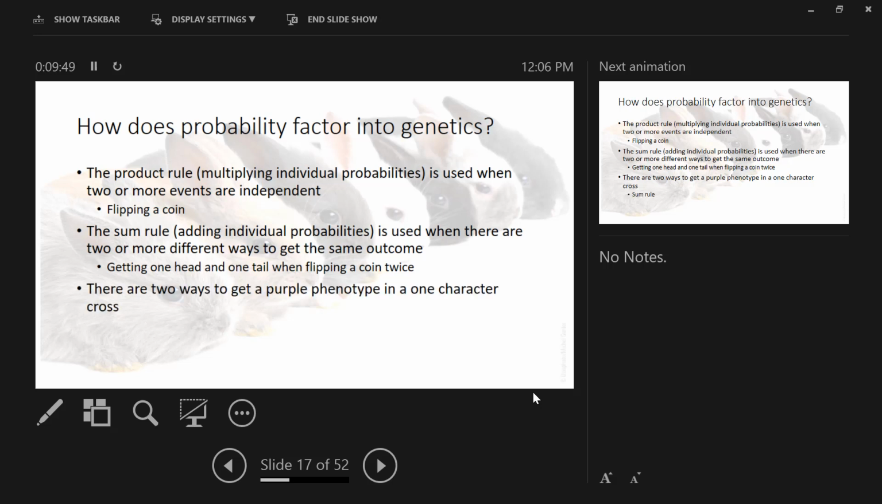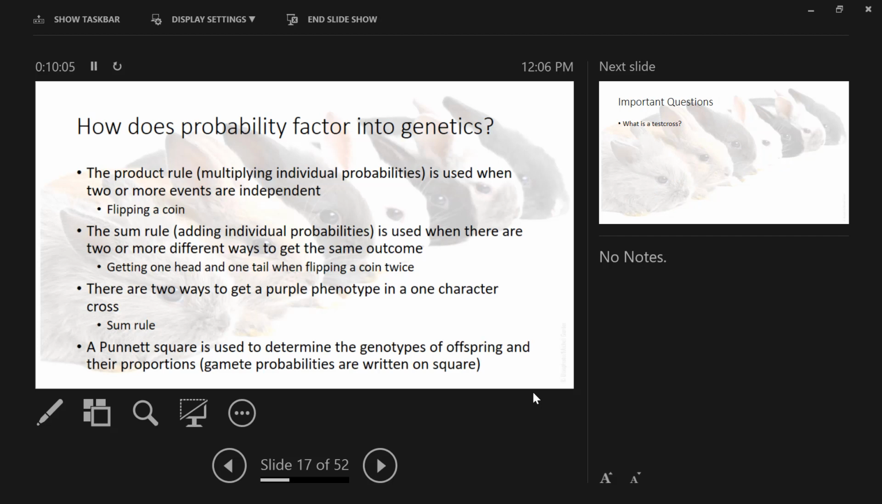All right? Now, you just have to remember that there are two ways to get the purple phenotype in a one character cross, and so you have to keep in mind the sum rule. Now, a Punnett Square is not necessary. There are ways in which you can do this without putting together a Punnett Square, but the Punnett Square is really helpful just for visualizing everything that's going on. So I will not give you a question on the final exam that requires you to draw a Punnett Square.